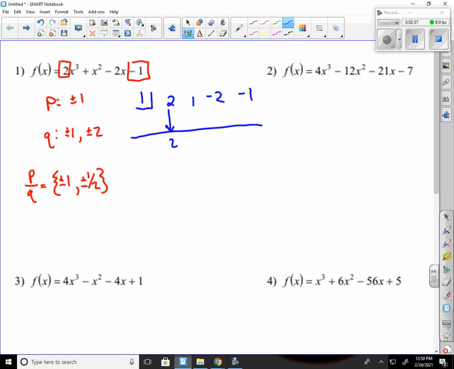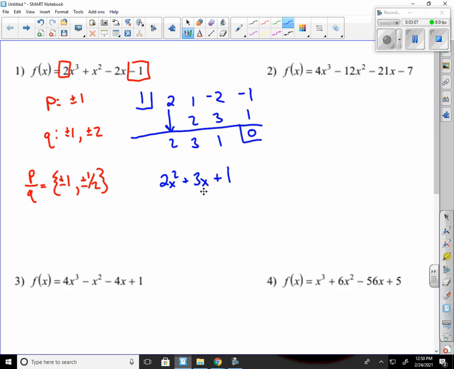1 times 2 is 2. 1 plus 2 is 3. 1 times 3 is 3. -2 plus 3 is 1. 1 times 1 is 1. -1 plus 1 gives me 0. So it is in fact a root or a factor of the original equation. Now I backfill. 1 plus 3x plus 2x squared.